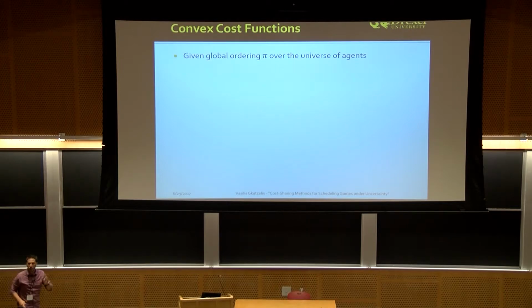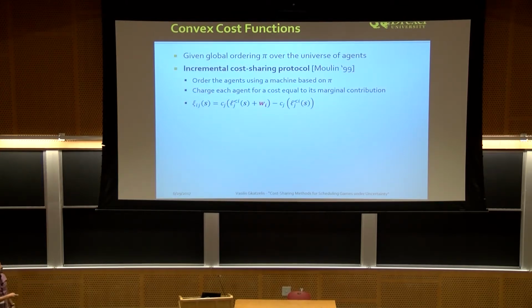This is an important tool that we're going to be using throughout. We assume the universe of the users are ordered in advance. So here, in previous work from Moulin, there's this incremental cost-sharing protocol that does the following. Order the agents based on pi, and then charge each agent the cost equal to its marginal contribution, as if they were arriving in that order. And this is the formal definition.